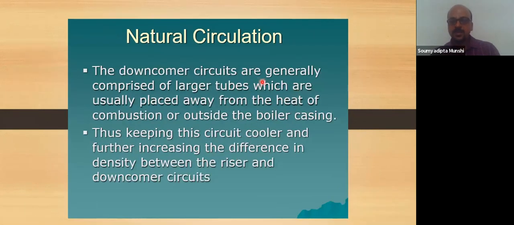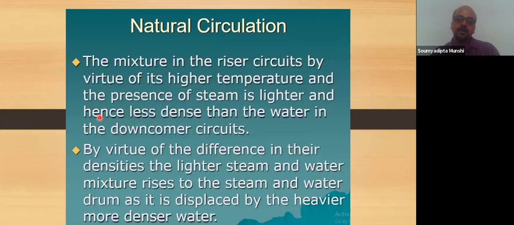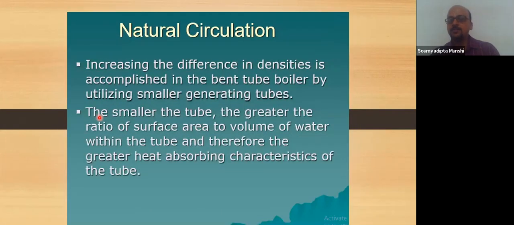The downcomer circuits are generally comprised of larger water tubes which are usually placed away from the heat of the combustion, outside of the boiler. If we see the picture of the natural circulation, you can see this is the downcomer. The water is coming down with the help of this downcomer. So this is placed outside the place where hot gases are circulating.